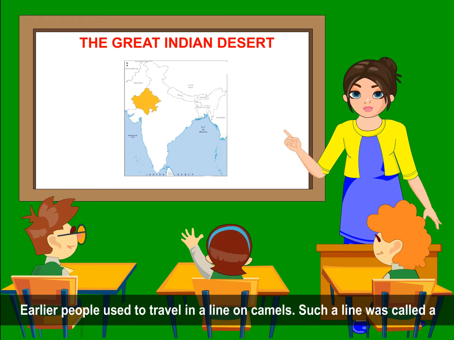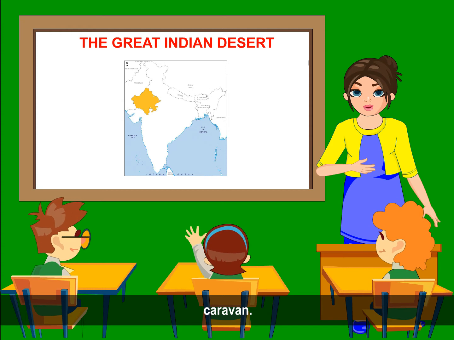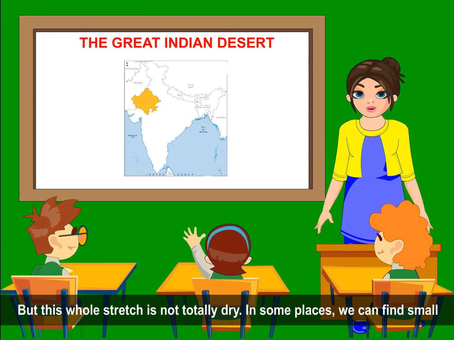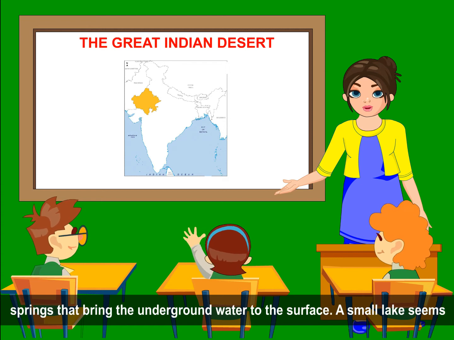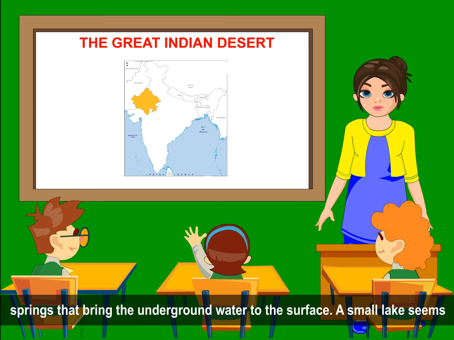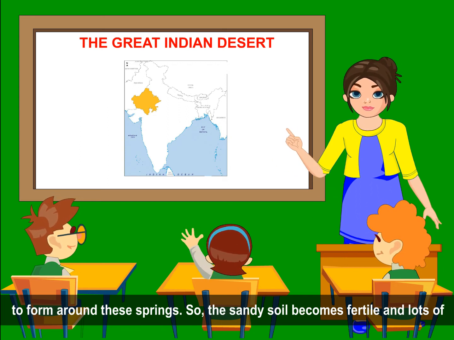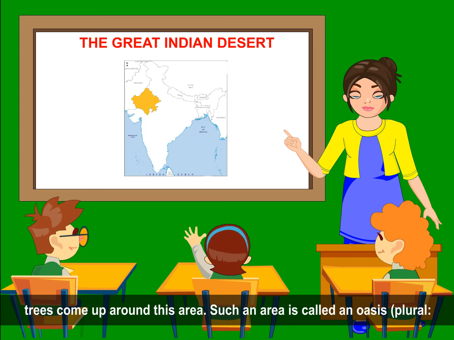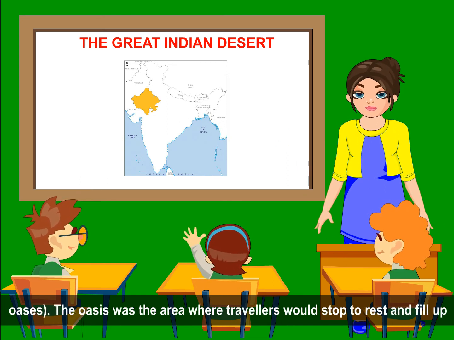Earlier, people used to travel in a line on camels. Such a line was called a karwa. But this whole stretch is not totally dry. In some places, we can find small springs that bring the underground water to the surface. A small lake seems to form around these springs. So the sandy soil becomes fertile and lots of trees come up around this area. Such an area is called an oasis, or plural, oases.